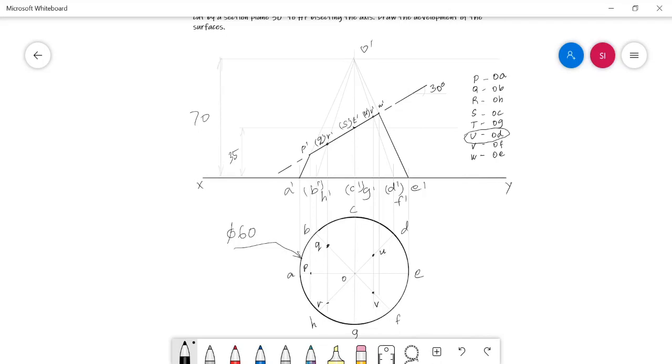And finally, the cut point W is intersecting with the slant generator OE in the top view at this spot. So I need to mark the cut point W here. And in order to mark the cut points S and T, simply by projecting them, we can't do that, because the generators OC and OG are perpendicular to the XY line both in front and top views. So additionally, we need to do some work in order to mark them in the top view.